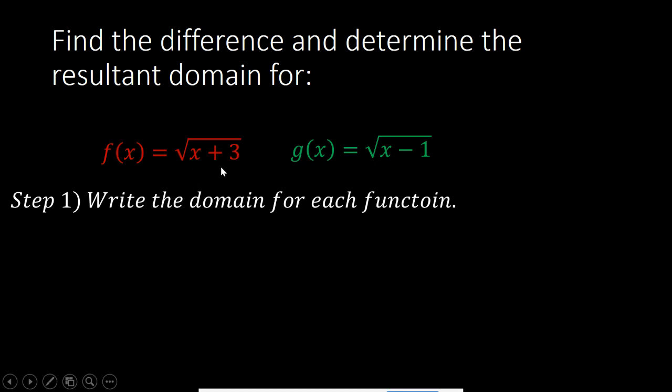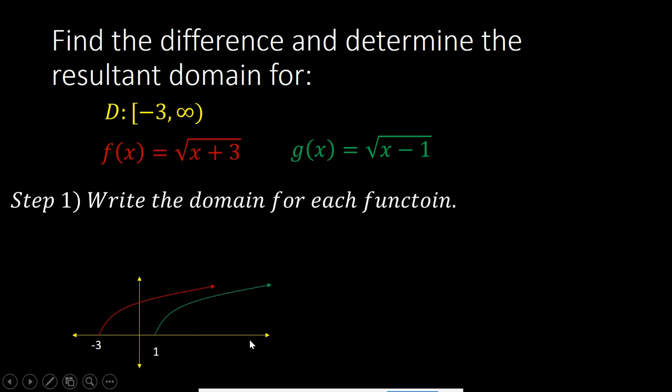Well, this is the parent function moved to the left 3 places. So it's right here. So that should have a domain of -3 to infinity. And what was this one? Well, this is the parent function moved to the right 1 place. So let's put that one here. And that should have a domain of 1 to infinity.